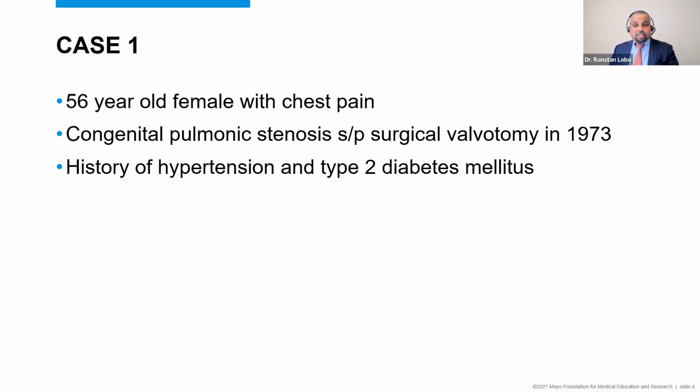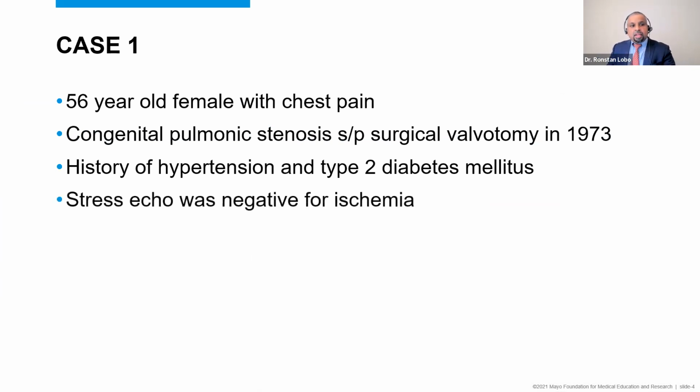So let's start with some cases. The first case: we have a 56-year-old female with chest pain, who has a history of congenital pulmonic stenosis, had a surgical valvotomy in 1973, and a history of hypertension and type 2 diabetes mellitus. With the chest pain, she had a stress echocardiogram done.